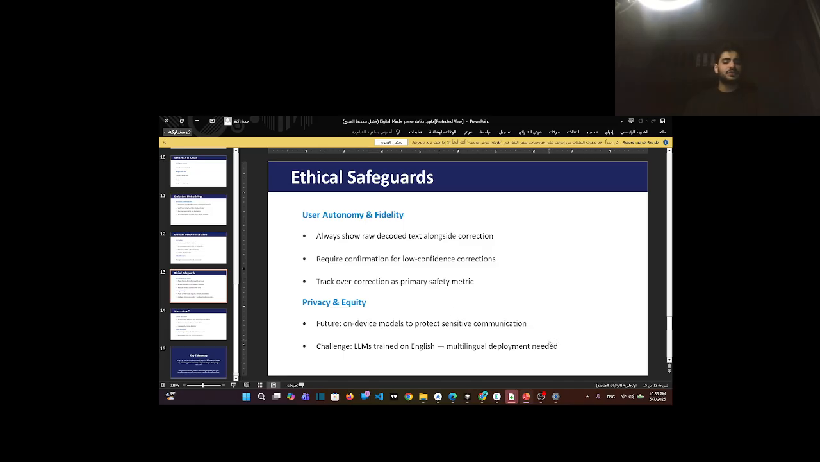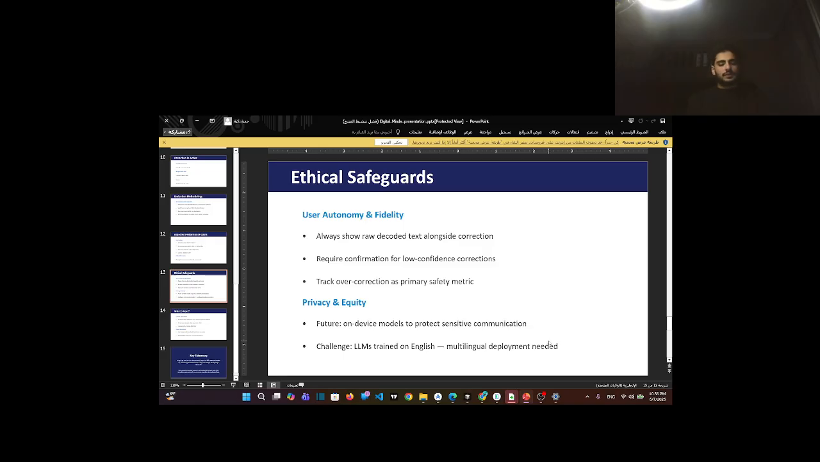Second, the system should require confirmation for low confidence corrections. If the LLM is not sure, it should not automatically decide for the user. It should make sure about the intended sentence. Third, overcorrection should be tracked as a primary safety metric. The LLM must not change the user's intention.